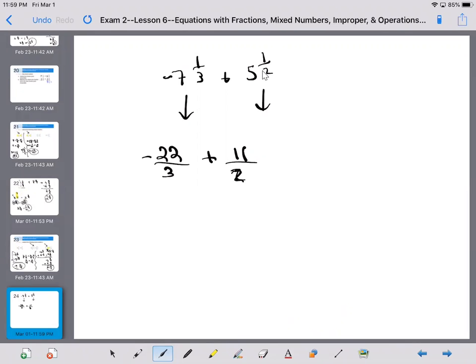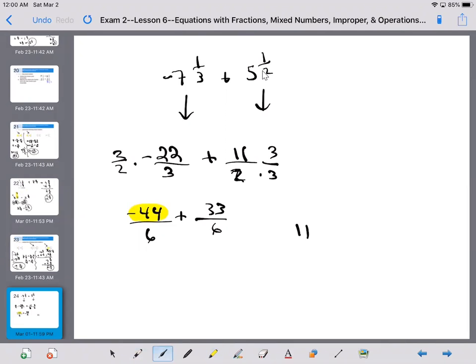So one's negative, one's positive. So let's get the LCMs to be the same, or find my LCM, which would be 6. So we're going to multiply -22/3 by 2 divided by 2. So that'll be -44/6 plus 33/6. Now we can subtract these. So 44 take away 33 is 11, and the largest absolute value is this one.